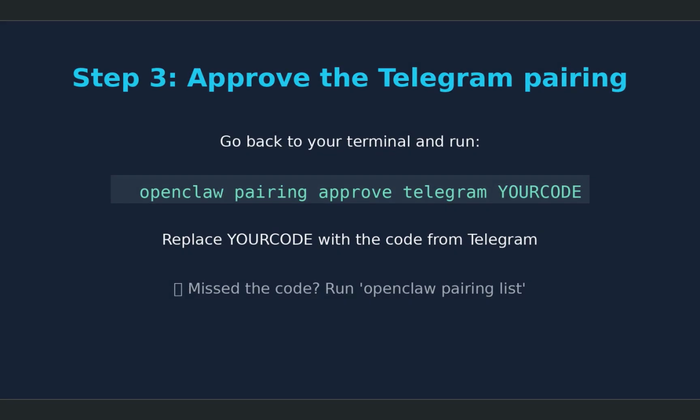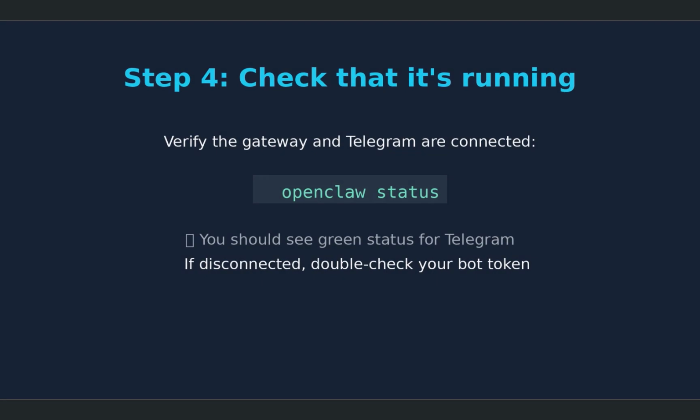Go back to your server terminal and approve the pairing. Run OpenClaw pairing approve Telegram, then paste your pairing code. If you missed the code, you can run OpenClaw pairing list to see pending pairings. Now verify everything is running. Run OpenClaw status. You should see a green status for Telegram. If it says disconnected, double-check your bot token.